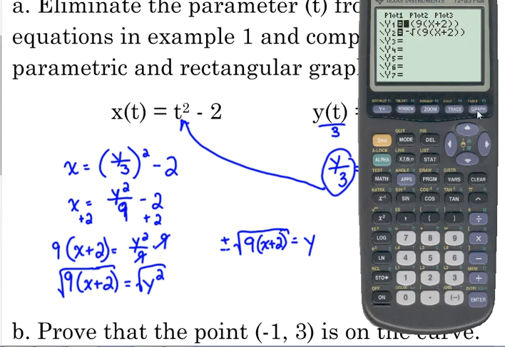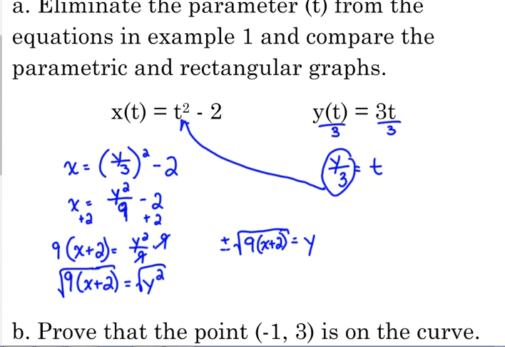Now, I mentioned this is not a function. It fails the vertical line test. So technically, that negative square root part, we're supposed to leave that off. So if we're graphing this in rectangular mode, technically we only get that top part of our curve there. We don't get both parts. Okay?